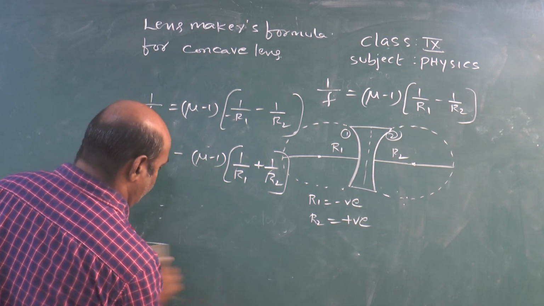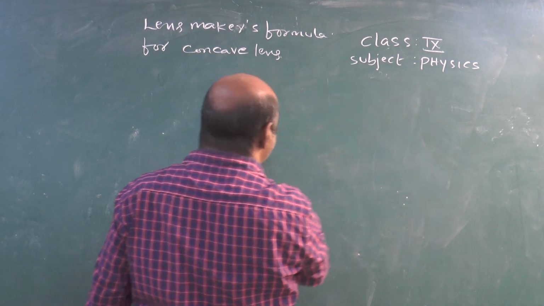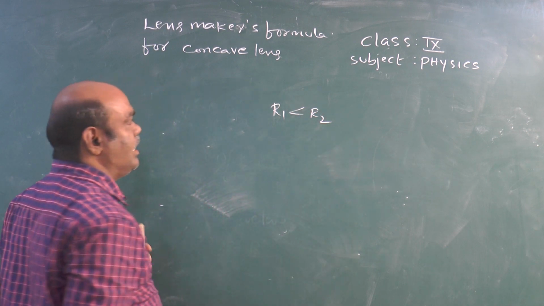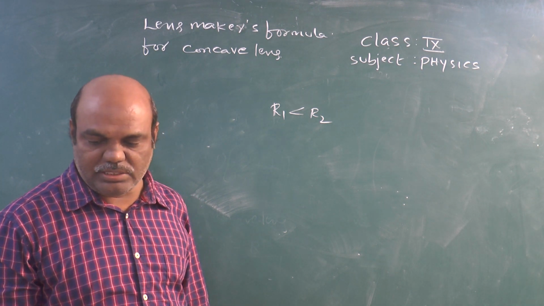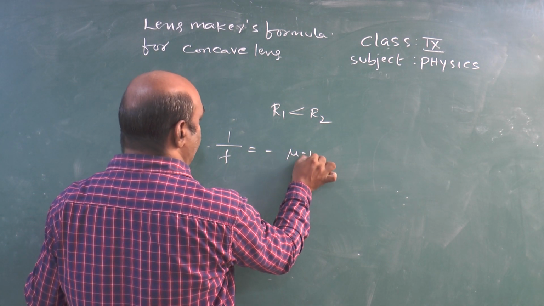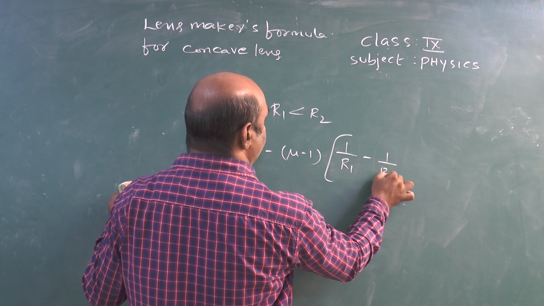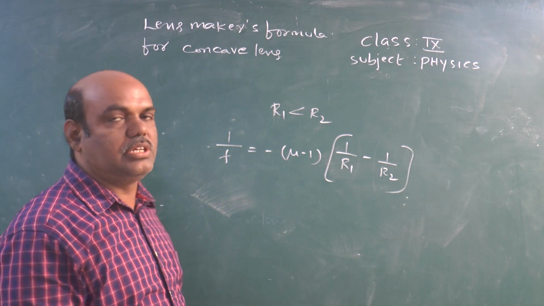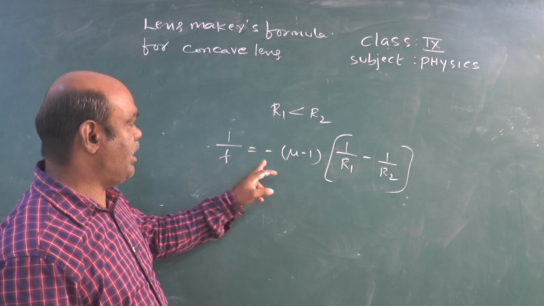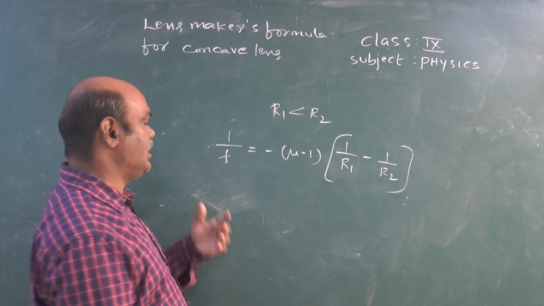Next, third formula. If you consider a diverging meniscus, in this diverging meniscus, if the radius of curvature of the first surface is less than the radius of curvature of the second surface, then the lens maker's formula is 1 by f equal to minus of mu minus 1 into 1 by R1 minus 1 by R2, for a diverging meniscus concave lens. So these are the formulae.